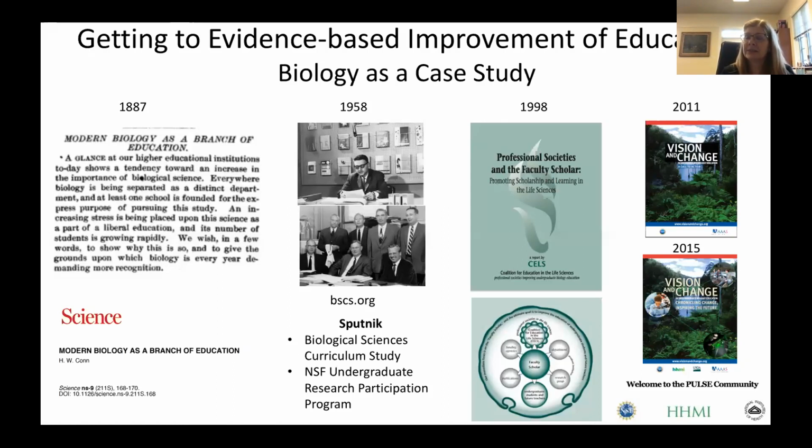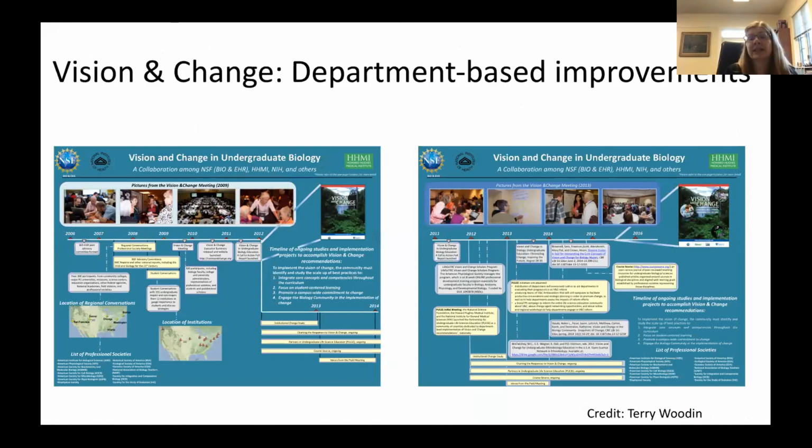And you begin to see professional societies developing education committees that become more active and vibrant. Where it really scaled was in the 2000s with the Vision and Change effort in undergraduate biology education, funded and supported over time by the National Science Foundation, the Howard Hughes Medical Institute, the National Institutes of Health.